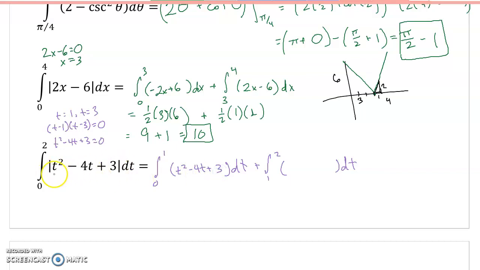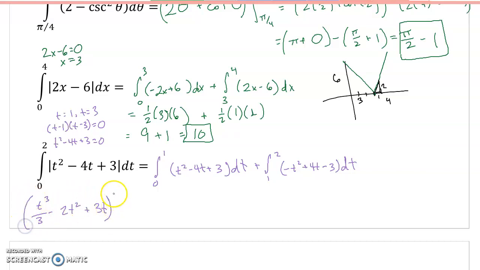But then if we evaluate this quadratic at t equals 2, we're going to end up with negative something, negative 5 maybe, I don't know, 4 minus 8 is negative 4 plus 3 is negative 1 actually. So it's a negative value, so we're going to flip all the signs so that t squared becomes a negative t squared, that negative 4t becomes a positive 4t, and that positive 3 becomes a negative 3. And we're kind of stuck doing this the long way. So t squared integrates to t cubed over 3, 4t integrates to 2t squared, and 3 integrates to 3t.